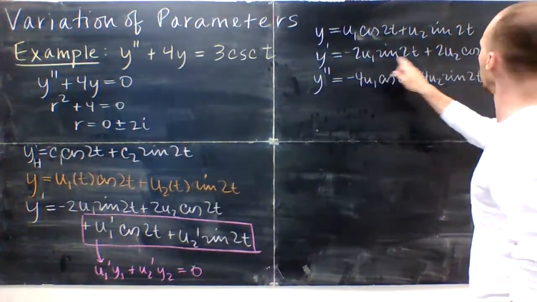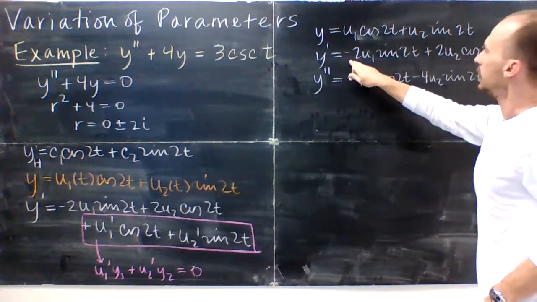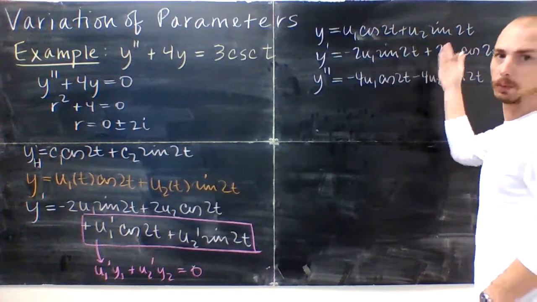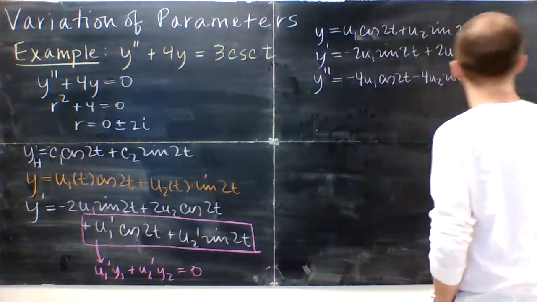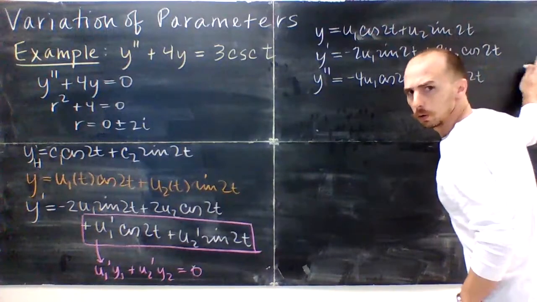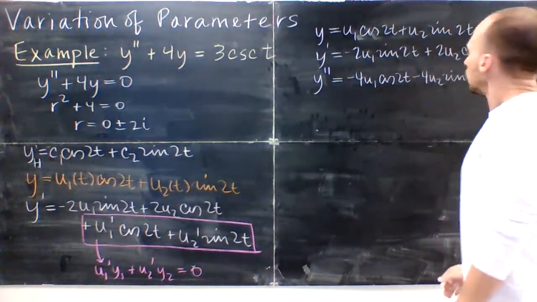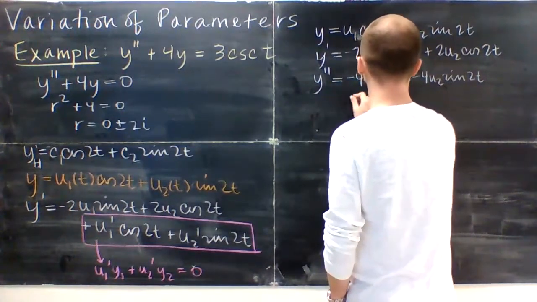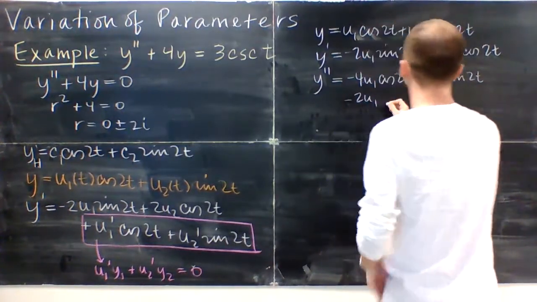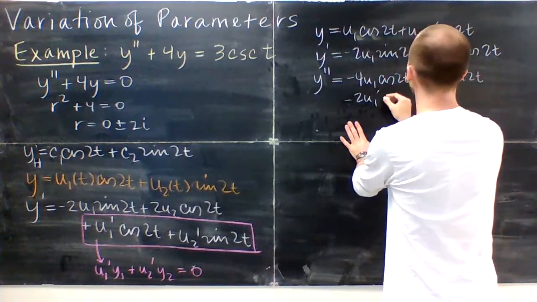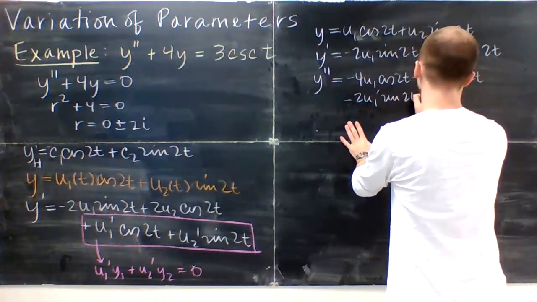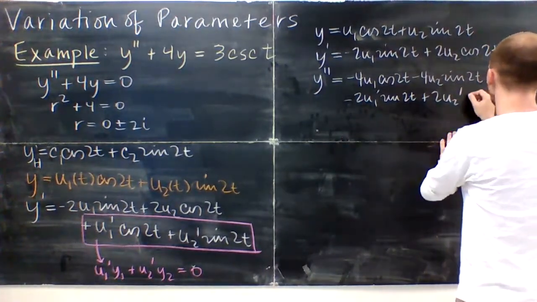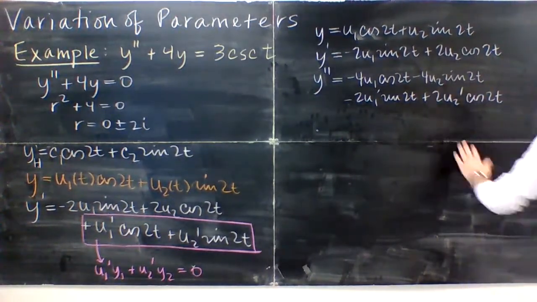I'll need the u1 prime and the u2 prime. I'll have negative 2u1 prime sine of 2t, right? Because I'm just going to take the derivative of this and leave that the same. Okay. So plus, oh no, I guess it'll be minus 2u1 prime sine of 2t plus 2u2 prime cosine 2t.